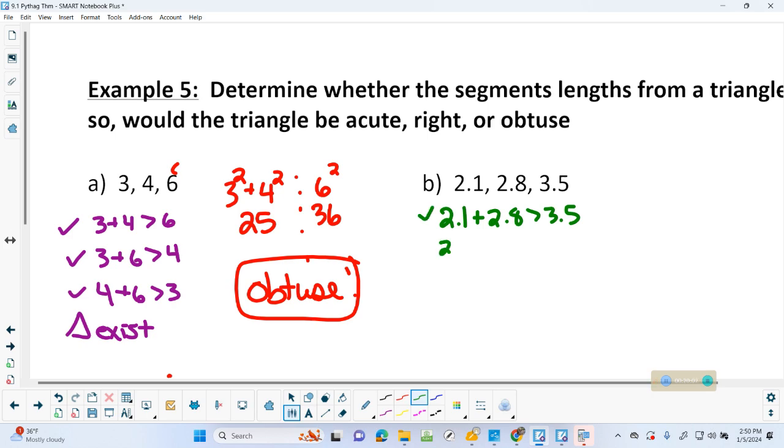Okay, what if I do the 2.8 and add the 3.5? Is that greater than the third side? Is that going to be more than 2.1? It sure is. I don't know what it is. I just know it's more than 2.1. Okay, what if we do 2.1 and 3.5? Is that going to be bigger than the middle side? Sure. So we know it exists.